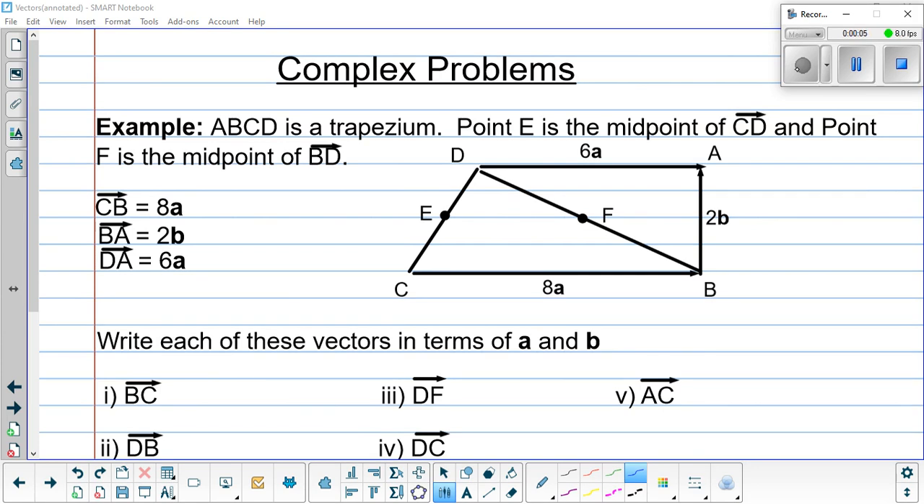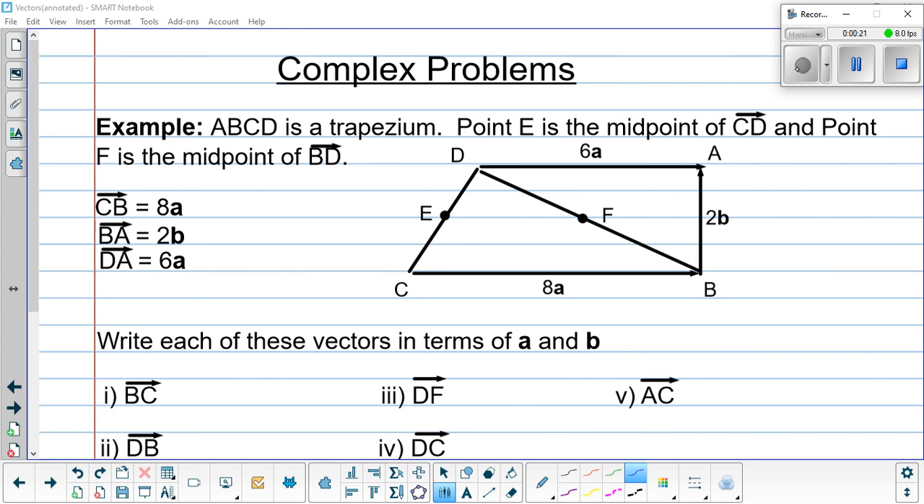Because of how big these problems actually end up being, I'm just going to do one example with multiple parts to showcase. This involves us having to know a little bit about shapes, a little bit about midpoints, a little bit about vectors. It brings together a lot of different things.